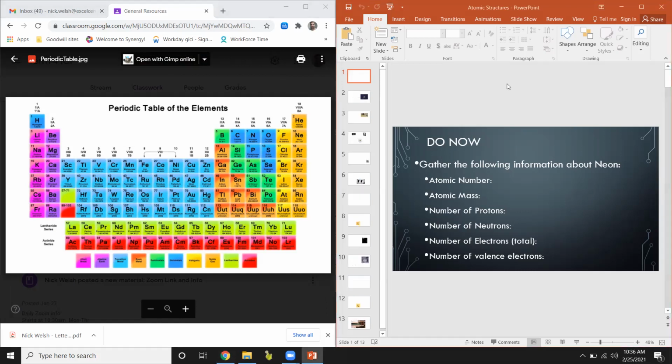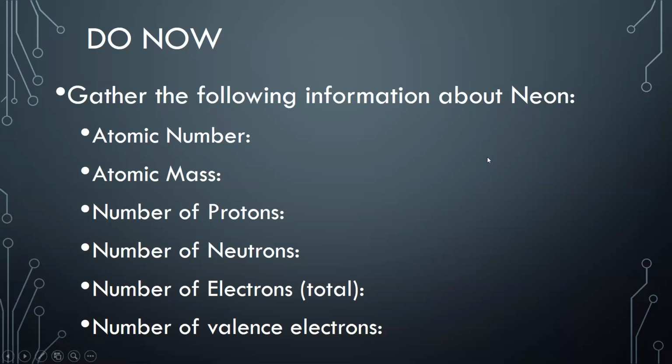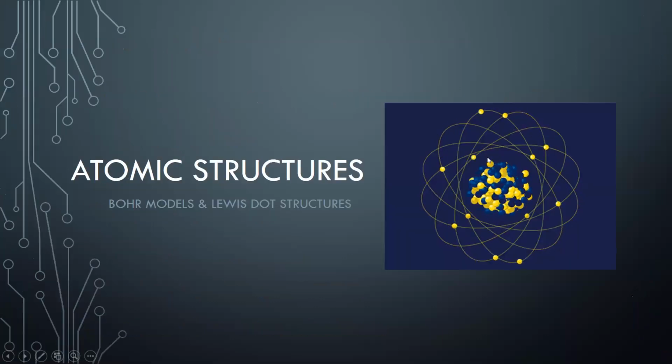All right, let's continue with the notes. So again, today we're going to be talking about atomic structures. So we're going to look at the Bohr model. Should be a review. Remember, Niels Bohr was the one that said electrons travel in defined paths or orbits, kind of like you can see on this little animation.